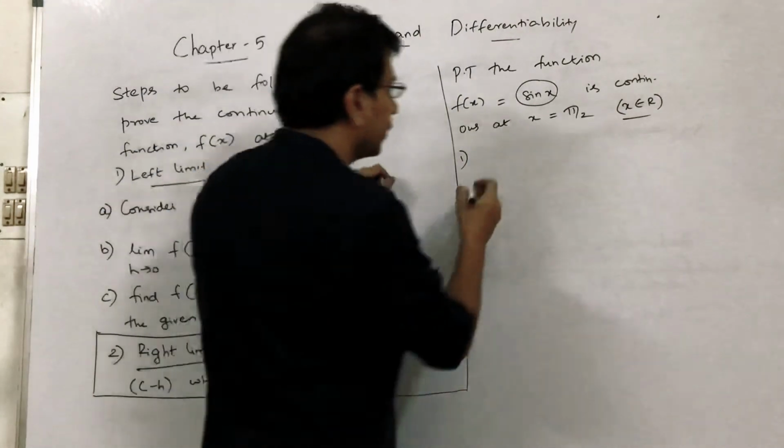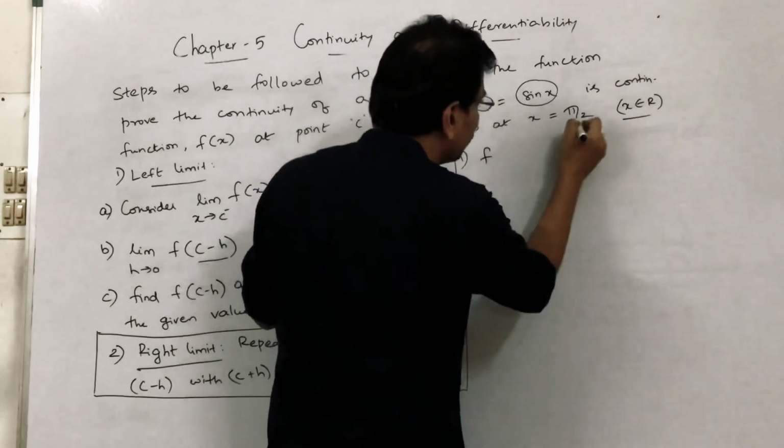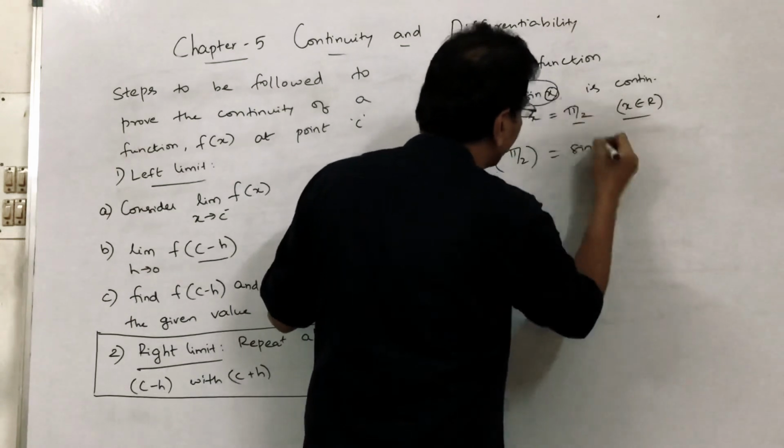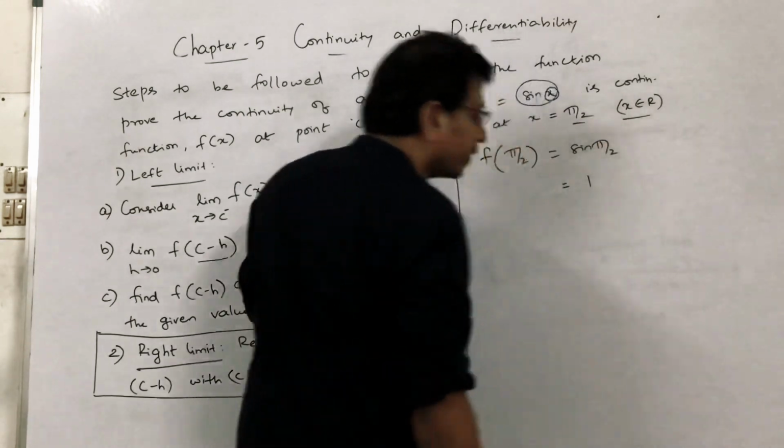What is the meaning of function value? f of, in the place of x, substitute pi by 2. What is f of pi by 2? f of pi by 2 is sin, in the place of x we substitute pi by 2. What is sin pi by 2? It is going to be 1.